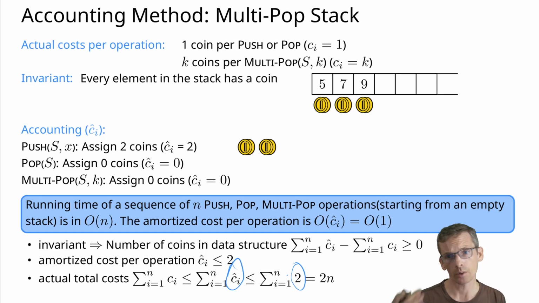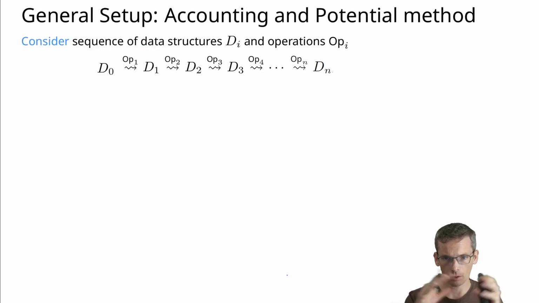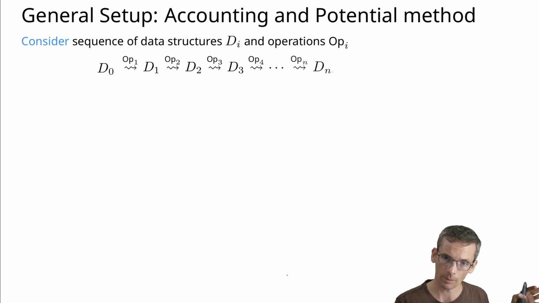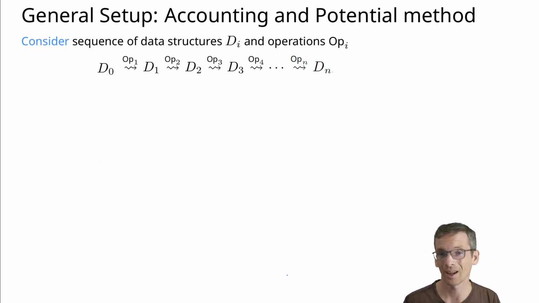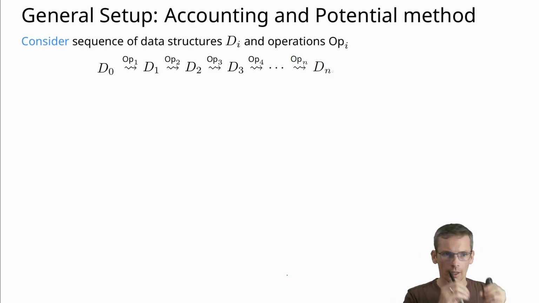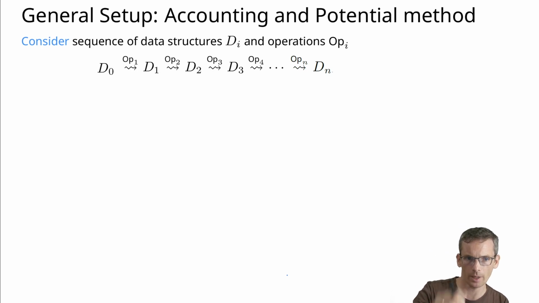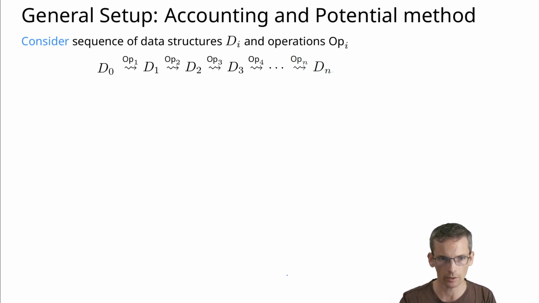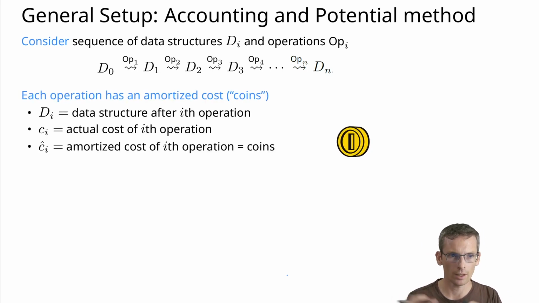So now I want to move on to the potential method, but let's first have a look at the general setup that we had in the accounting method, and then we'll see how the potential method is different. So we have these data structures, D0 to Dn, and we change them by doing n operations. Starting with D0, we do the first operation, have then D1, and so on. So we have this sequence of data structures. Di is the data structure after the ith operation.